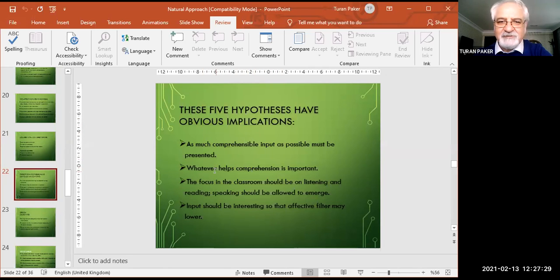As much comprehensible input as possible must be presented, and whatever helps comprehension is important: body language, pictures, films, music, whatever it is. And the focus in the classroom should be on listening and reading first. Speaking should be allowed to emerge in time, and input should be interesting so that the affective filter may lower.